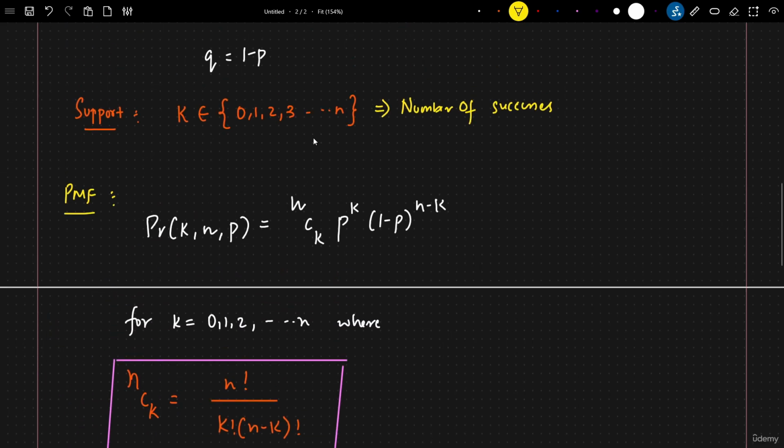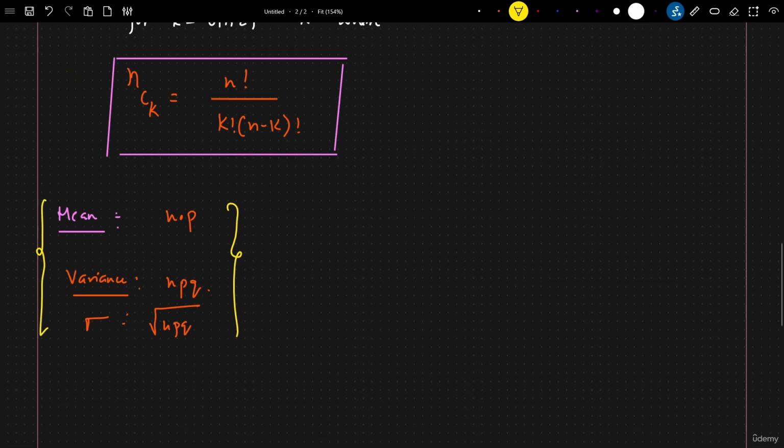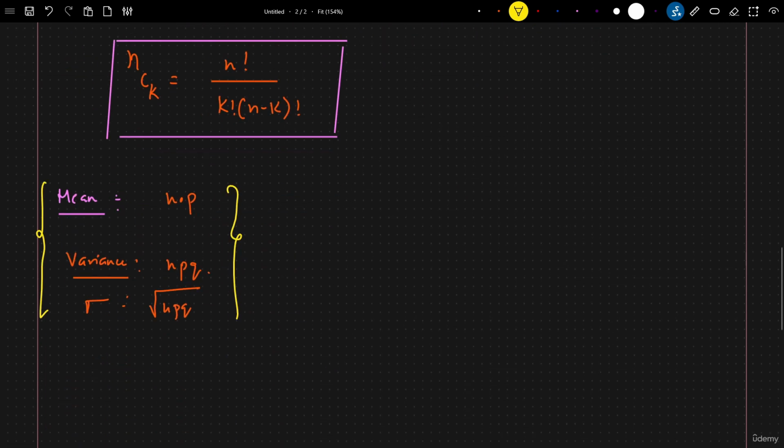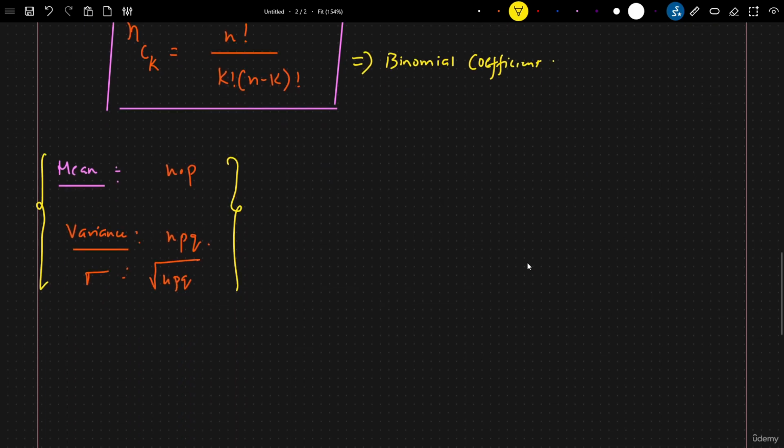Now this was about all the formulas that we discussed. Now let's go ahead and solve some problems. Then you will be able to understand in a much better way. And this is called the binomial coefficient.